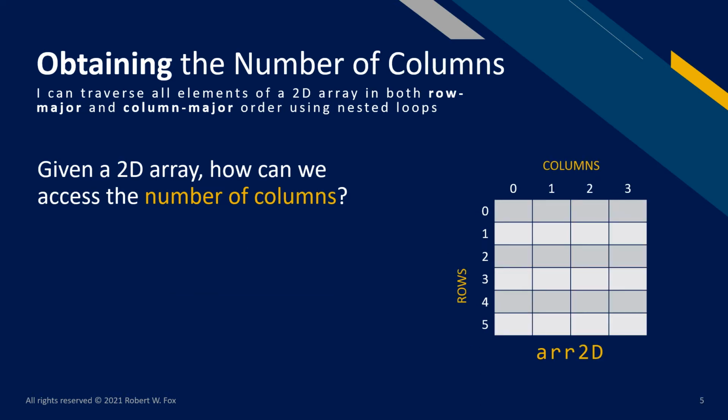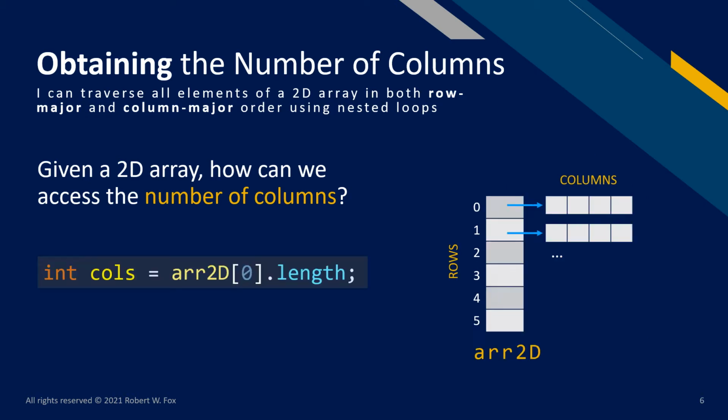The next question then is, given a 2D array, how can we access the number of columns? And keep in mind that the number of rows and columns need not be the same, and in fact in this example they aren't. The way we can find the number of columns in a 2D array is we say the name of our array at index 0 dot length. And that's the difference, right? For the number of rows, we just said array2D.length. Here we're saying array2D[0].length. The difference is subtle but important.